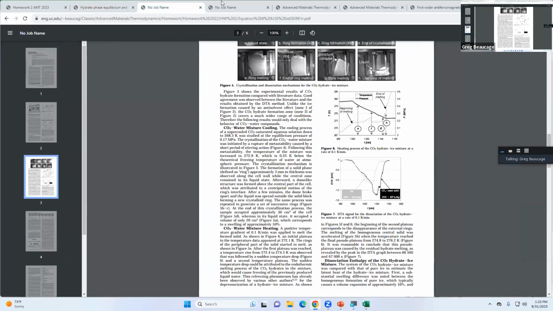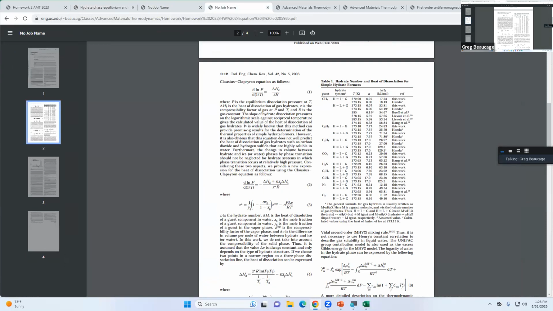I think it goes through it in this paper, the second reference paper. So he goes through how to get this thing. In fact, the same equation is right here, right? And he goes through step by step how to get that.